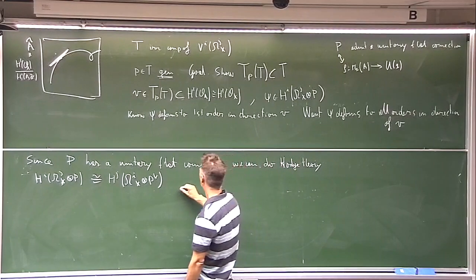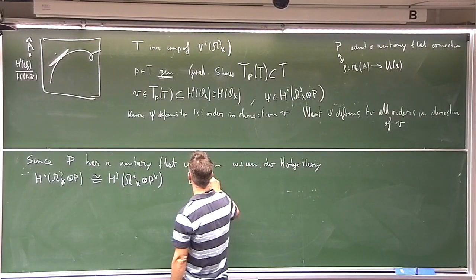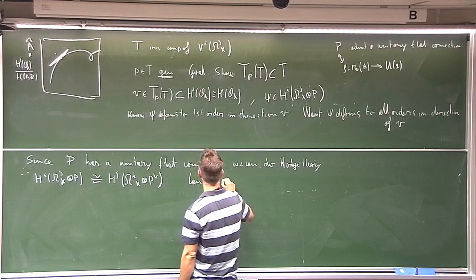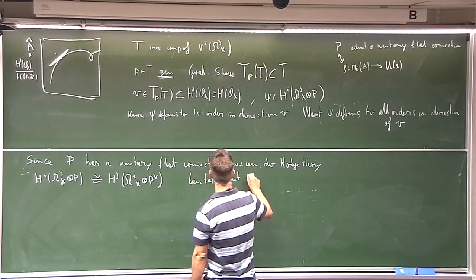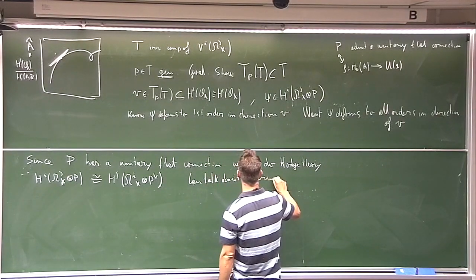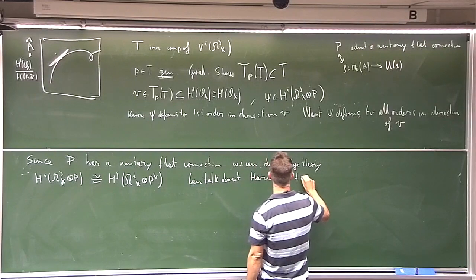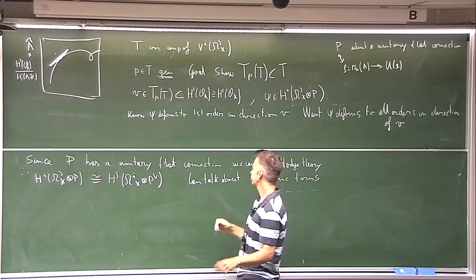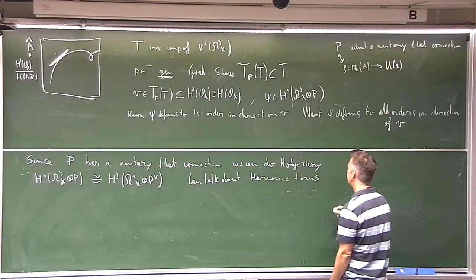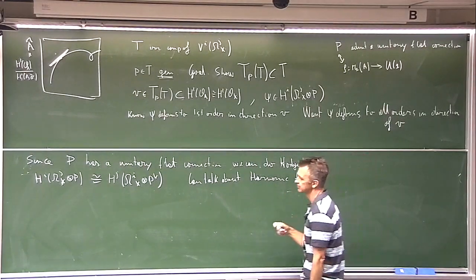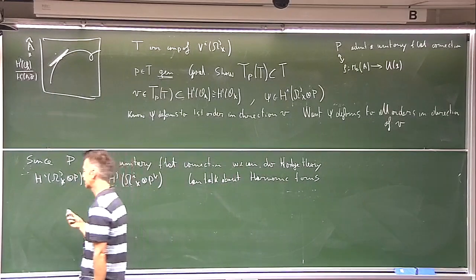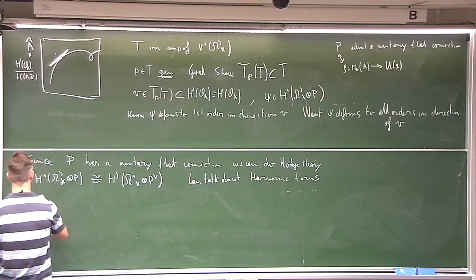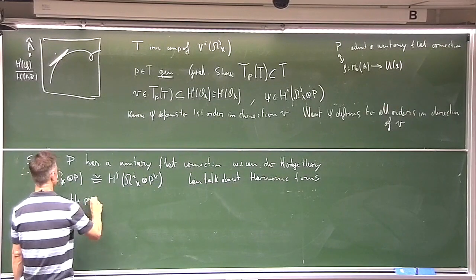And so we can talk about harmonic forms. And so everything from the usual Hodge theory holds. And in particular, you also have the principle of two types, which I will use in a second. So we have the principle of two types.